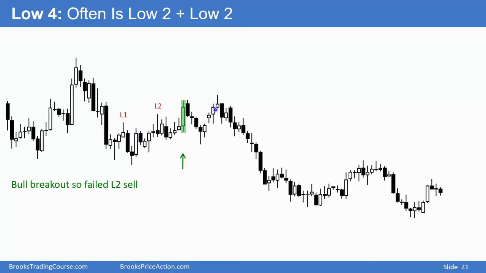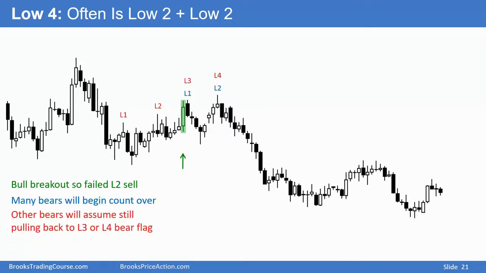This is not a strong looking bull breakout, and this is a terrible looking bull breakout bar. Once you see this bar, you know the odds are not 50%. They're more like 60% that the breakout will fail and we'll get a couple legs sideways to down. You can count it low 1, low 2, low 1, low 2, wedge 1, 2, 3. Even though this high is below that high, the market is trying to form a bear flag.